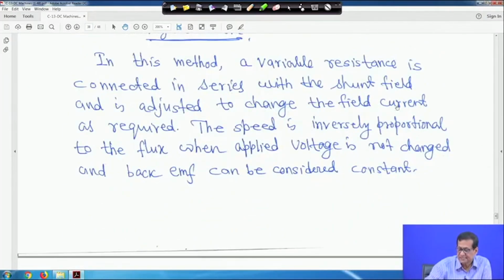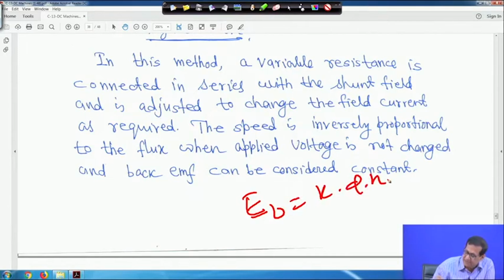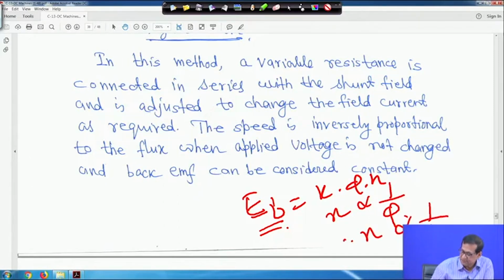Here it is written that the speed is inversely proportional to the flux when applied voltage is not changed and back EMF can be considered constant. That means back EMF EB is equal to k into phi into n. So, if the applied voltage is constant and you can make EB constant, then n is inversely proportional to the flux. Flux is proportional to IF, that means n is inversely proportional to IF. That means, if field current increases, n decreases and vice versa.